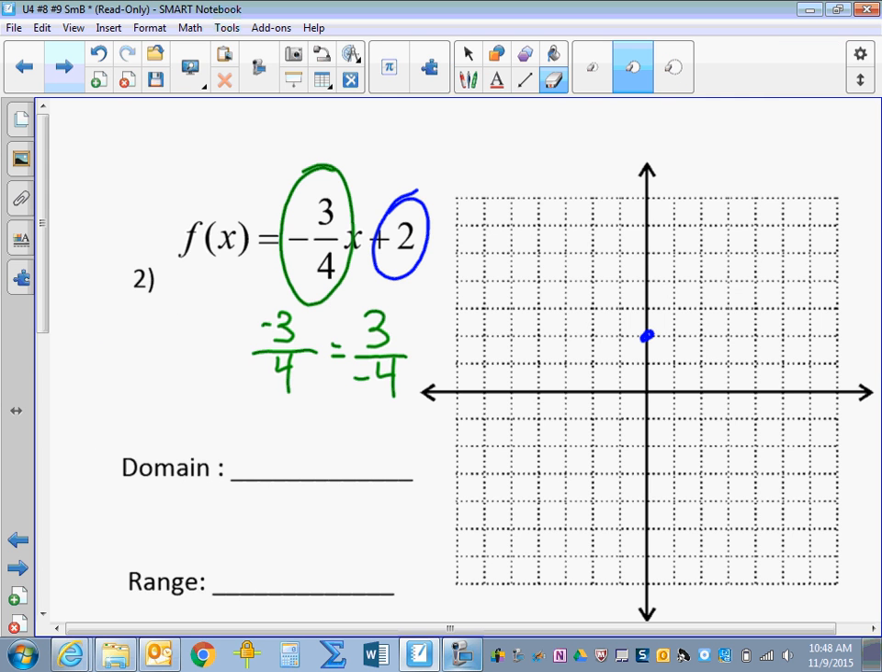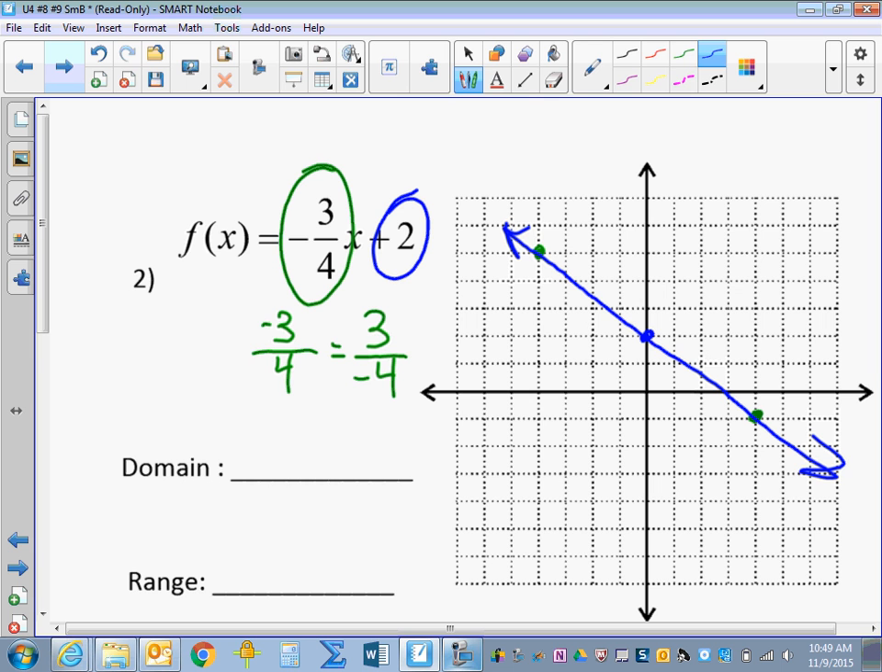All right, so it's negative 3 fourths. So down 3, 1, 2, 3, and to the right 4, 1, 2, 3, 4. All right, or we could do up 3, 1, 2, 3, and to the left 4, 1, 2, 3, 4. So again, my slope is negative 3 fourths. So down 3 to the right 4, up 3 to the left 4. All right, go ahead and connect your dots. Put your arrows on the end, and here's our line. A whole lot easier than before.